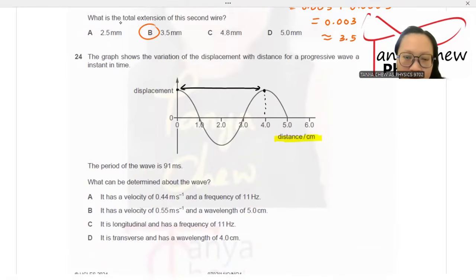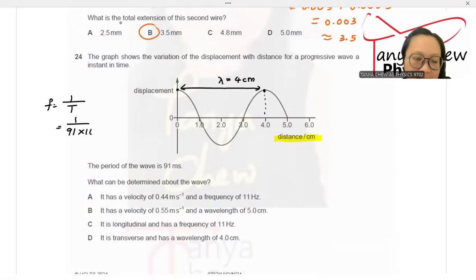Okay, wavelength lambda is equal to 4 cm. Period is given. From period, we can determine the frequency. Frequency is 1 over period. So frequency is 1 divided by 91 millisecond, which is equal to 11 hertz. So 11 hertz is correct.